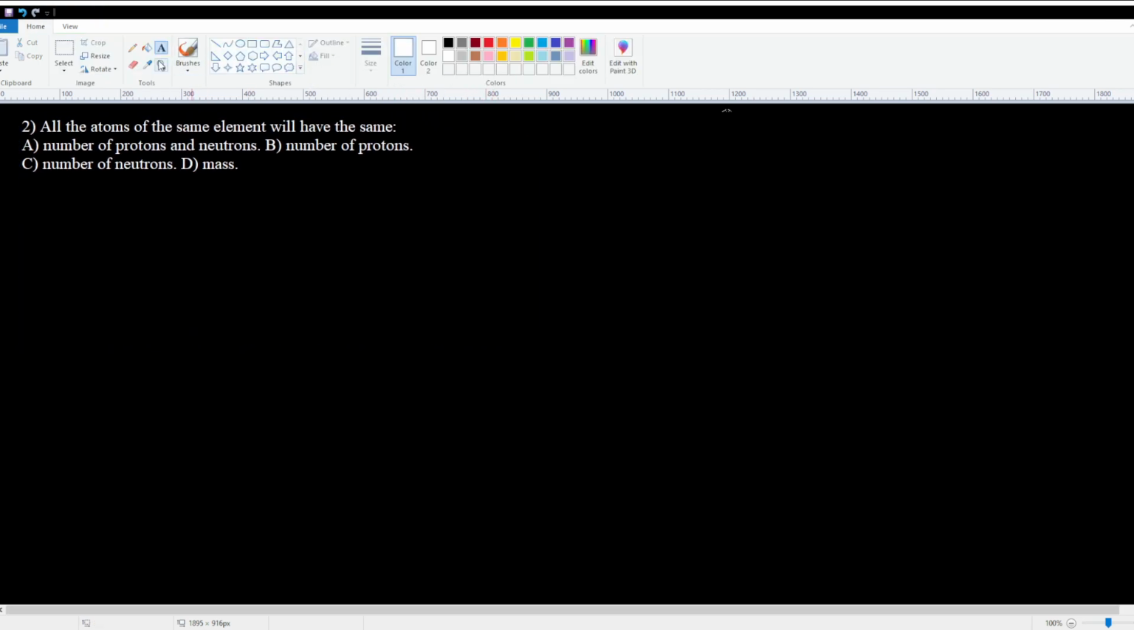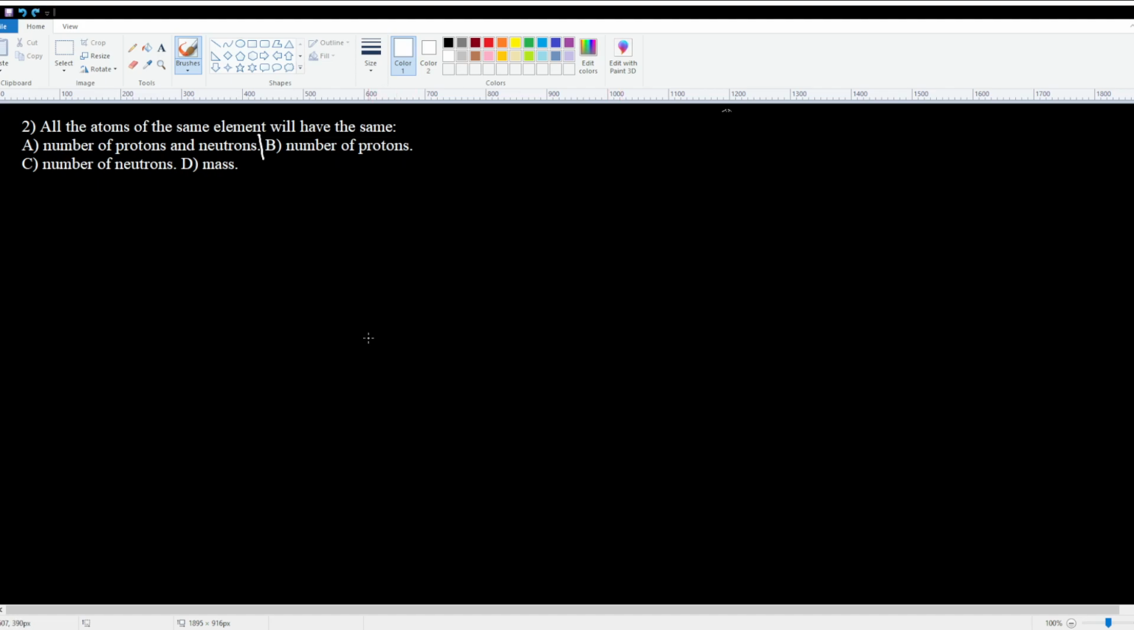So number 2 is asking, all of the atoms of the same element will have the same A, number of protons and neutrons, B, number of protons, C, number of neutrons, and D, mass. So if we're talking about all of the atoms of the same element, what doesn't change no matter what is the number of protons. So the answer would be B.